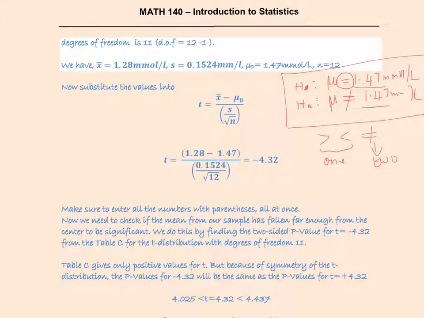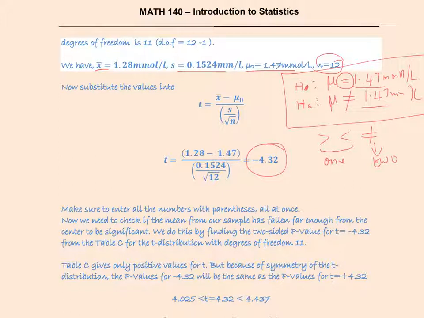So we plug in all the numbers we have. The x bar and s come from the calculator, so we need to enter all the numbers into the calculator and get the sample mean and the sample standard deviation. Mu naught comes from the hypotheses. The number that you see in the null and alternative hypothesis is the mu naught. And the sample size, n equals 12, is clear because we've got 12 individuals in that particular sample. So we enter all the numbers to get negative 4.32.